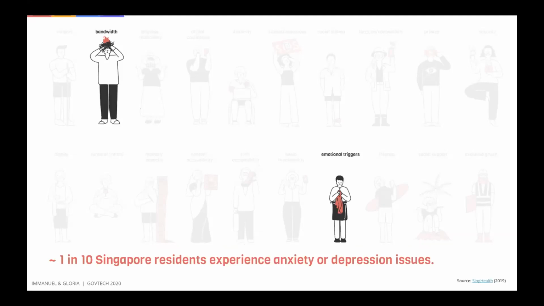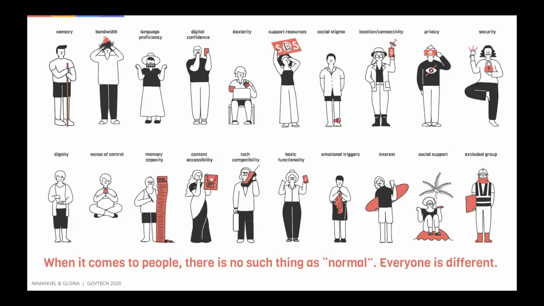But if you expand the lens even further, you'll start realizing that everybody has a different challenge. When it comes to people, there is no such thing as normal. Everybody is different. Everybody has a different access challenge or access barrier. And when you see that, exclusion can happen to a larger group of people than we imagine. If you look at this slide, I'm pretty sure we can find ourselves in one of the characters or archetypes that is mentioned here. So when you see that, you realize that the number increases by quite a lot.